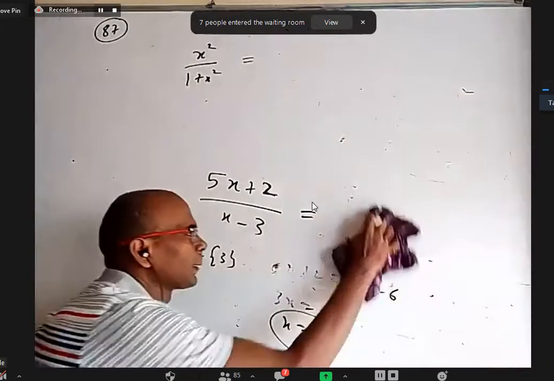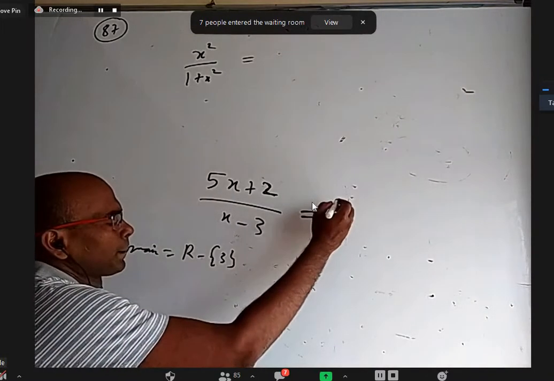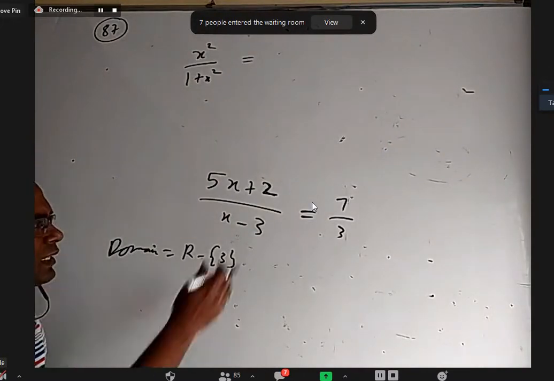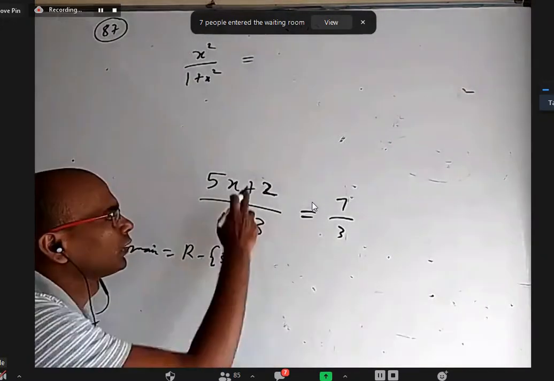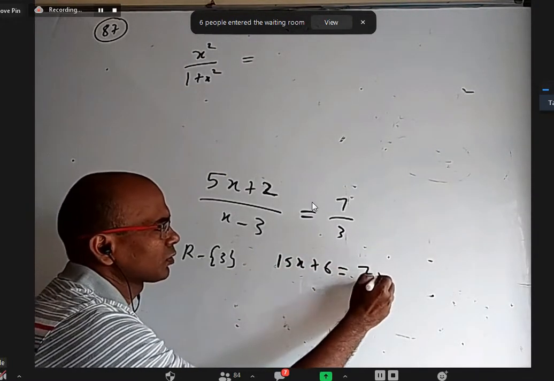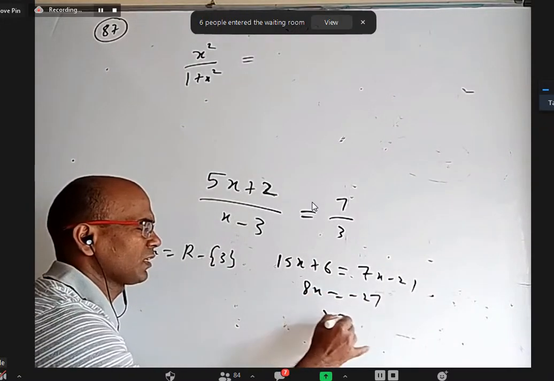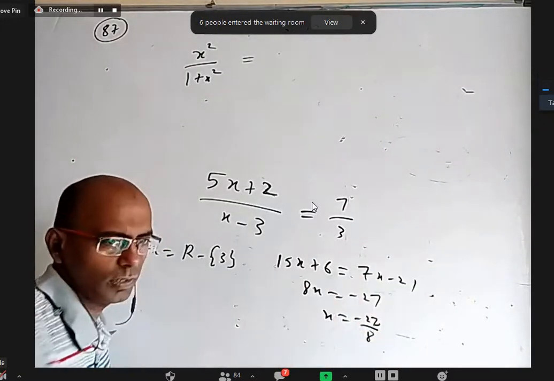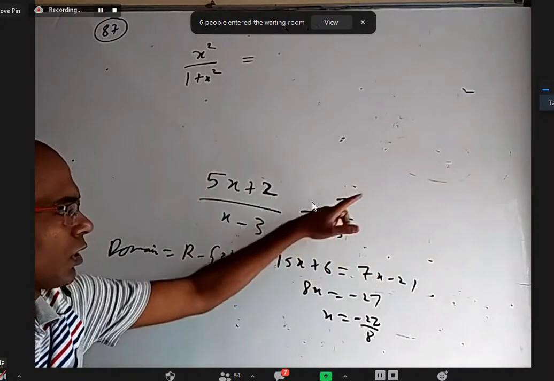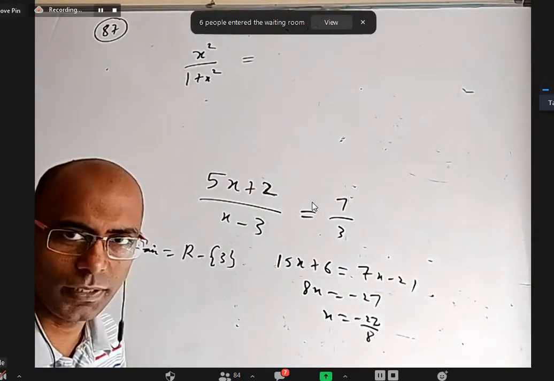Okay. Let's say I got a doubt whether 7 by 3 will be there in the range or not. I'll equate it to 7 by 3, try to find the x value. If I do cross multiplication, I'll get 15x plus 6 is equal to 7x minus 21. I'll get 8x equal to minus 27, x equal to minus 27 by 8, some x value will come. So I'm sure whatever number I put here, if I do cross multiplication, I'll get one linear expression equal to another linear expression, a linear equation, I'll get an x value, right?